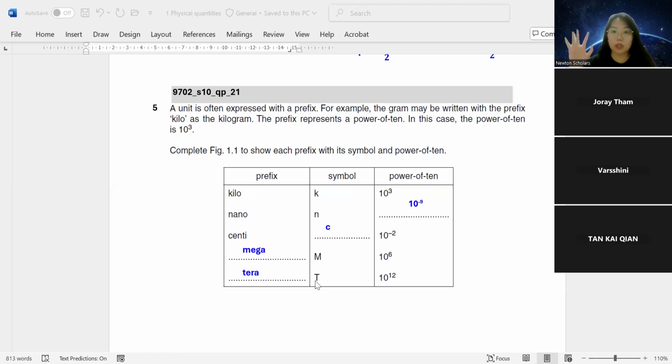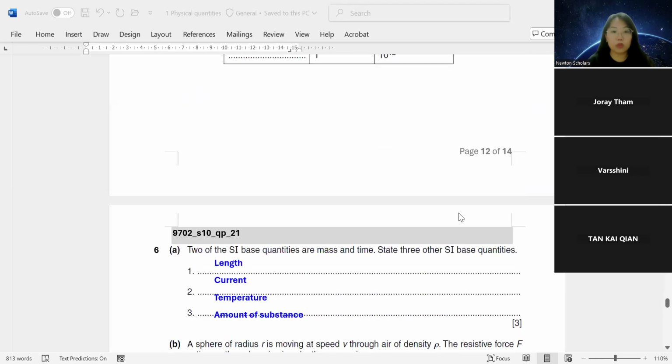So if I remember last time, our calculator doesn't have the prefix. So we need to memorize tera, giga, mega, kilo, deci, centi, milli, micro, nano, pico. We have to memorize them, and you also need to memorize the values. Okay, so number 5 goes next.